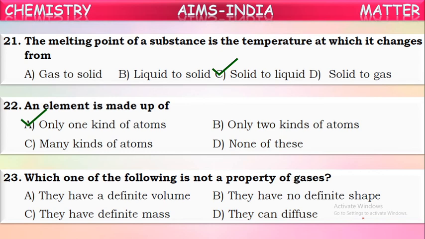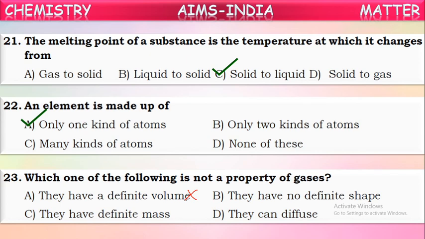Which one of the following is not a property of gases? See, certain properties are mentioned here. Which of these is not a property of gases? See, first one, they have a definite volume. Is it true regarding gases? No, gases do not have definite volume. Their volume can be changed easily. So this is not a property of gases.